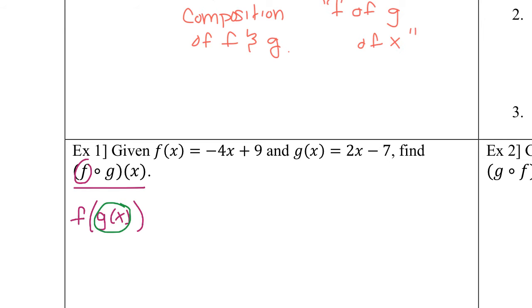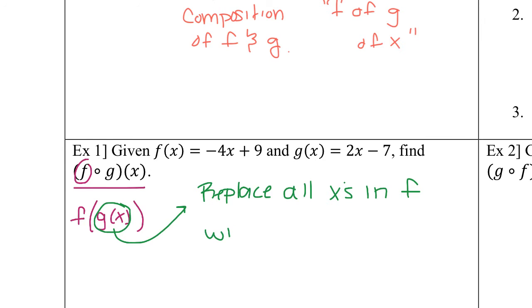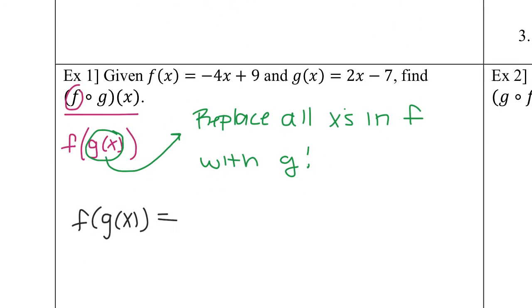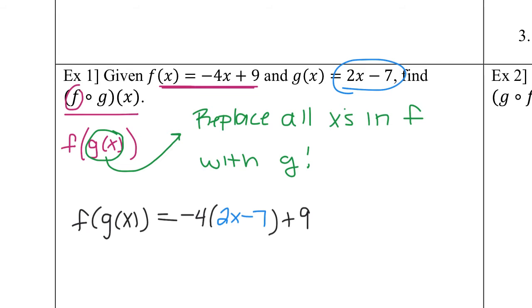Since g is on the inside, we're going to replace all x's in f with g. That's how this works. So here's what we've got. f of g of x equals, so the outside function is f. Since f is negative 4x plus 9, I'm going to write it without the x. So f is negative 4, and then where x should be, I'm just going to leave an open set of parentheses, plus 9. So that's the outside function. Then we're going to replace where x was with whatever g of x is equal to. So we're going to put 2x minus 7 inside that set of parentheses.